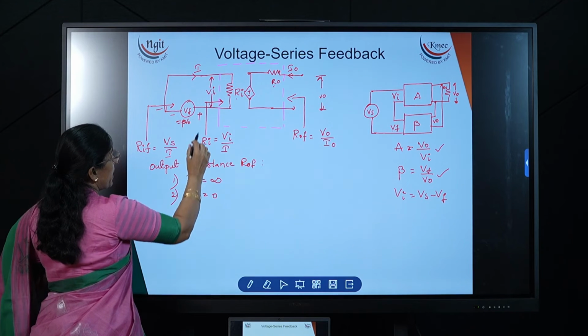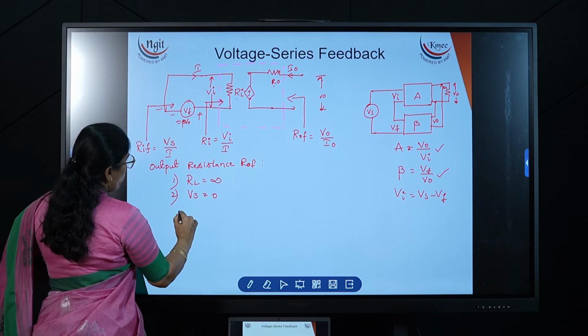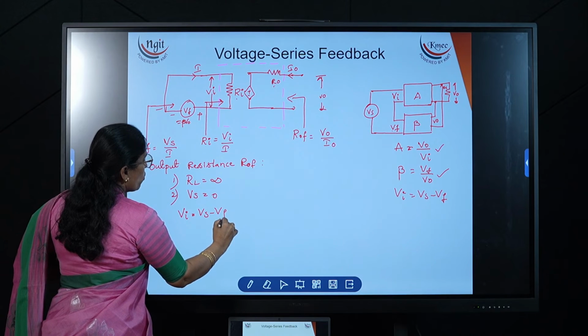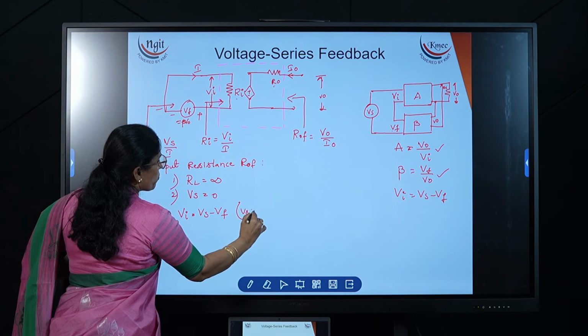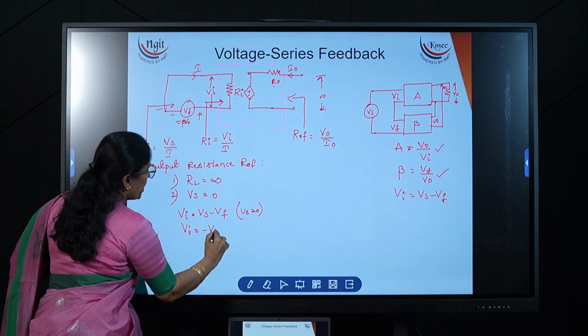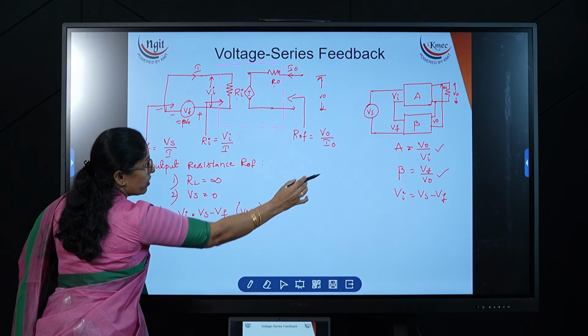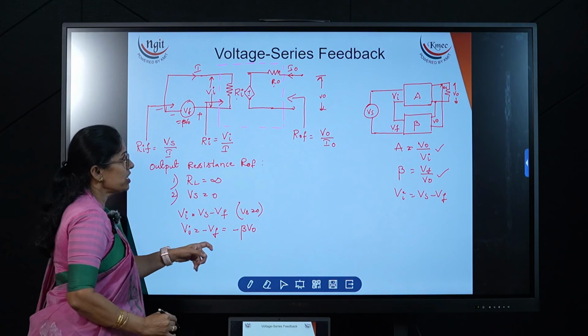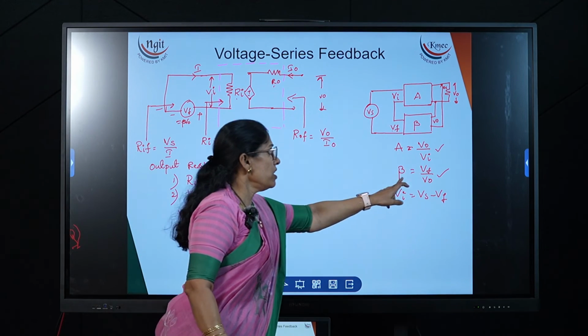Now from this, if I take the input loop, so what can I write? Vi is equal to what? Vs minus Vf, right? Now where Vs is equal to 0, thereby we will get Vi is equal to minus Vf. Then what can we write? Vf is equal to beta times V naught, so Vi is equal to minus beta V naught.